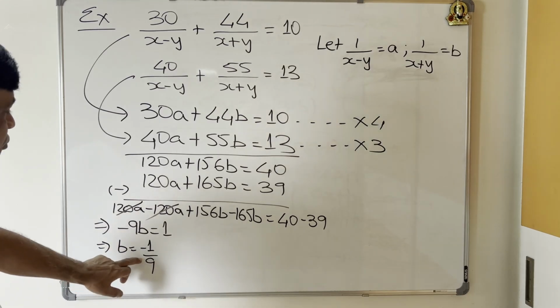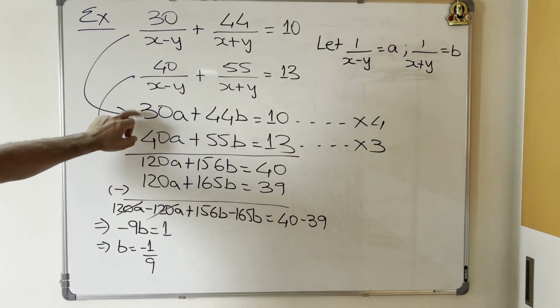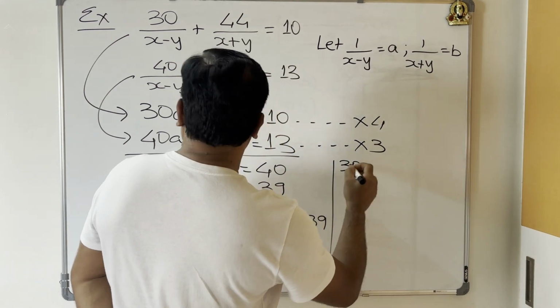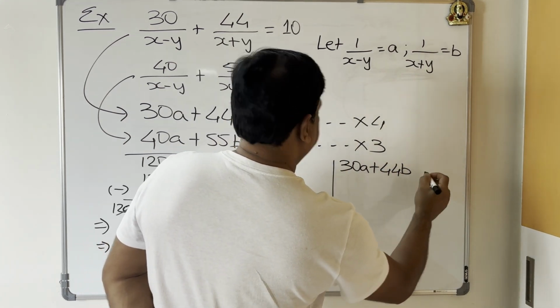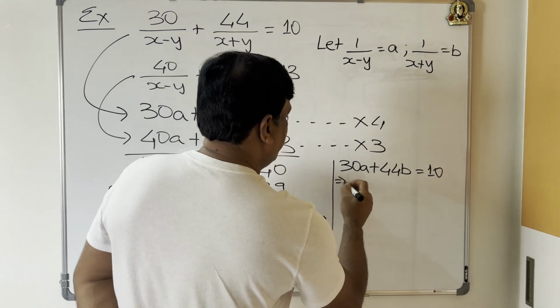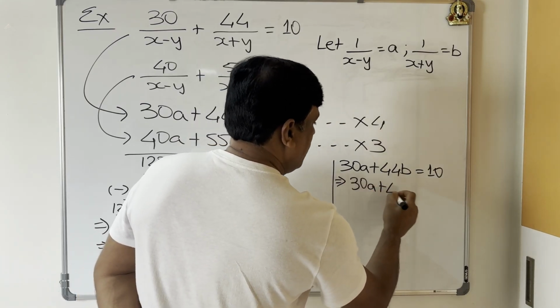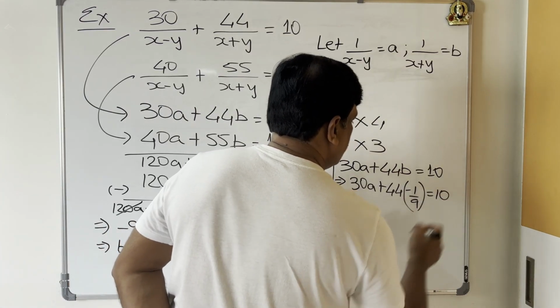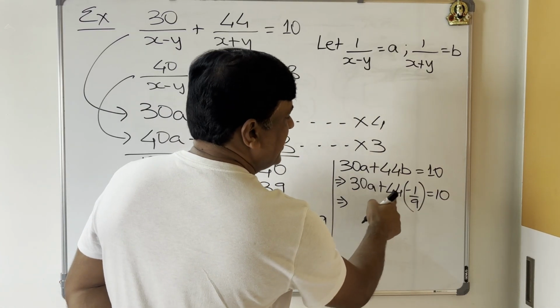Leave it. Now, can I use this particular value and put it in one of the original equations and get the value of a? Okay, let's do that. So you have 30a plus 44b is equal to 10, right? I'm going to put the value of b there. 30a plus 44 times minus 1 by 9 is equal to 10. So what does it become? This becomes minus 44 by 9.